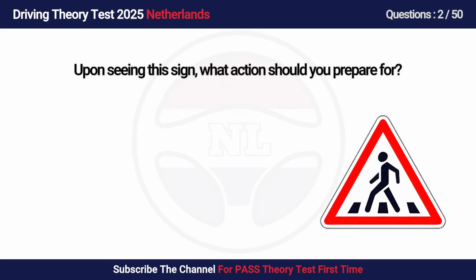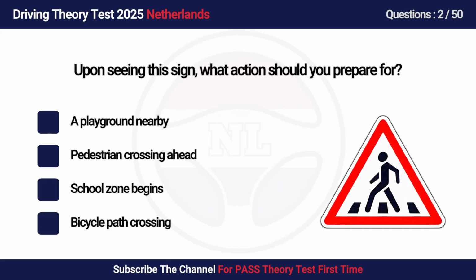Question 2. Upon seeing this sign, what action should you prepare for? A. Playground nearby. B. Pedestrian crossing ahead. C. School zone begins. D. Bicycle path crossing.